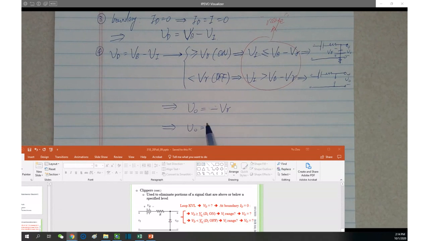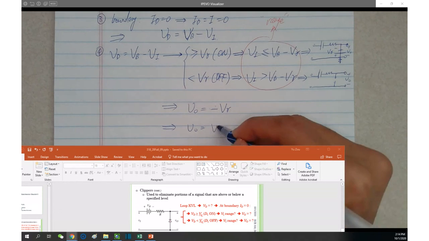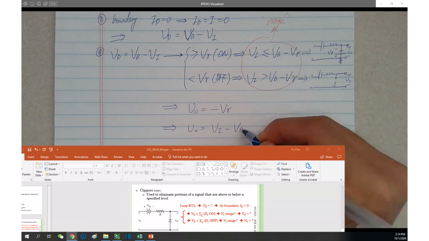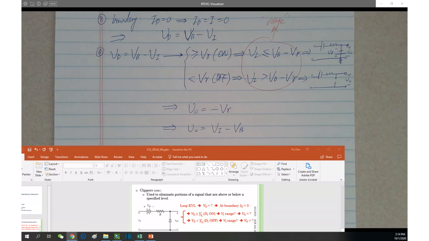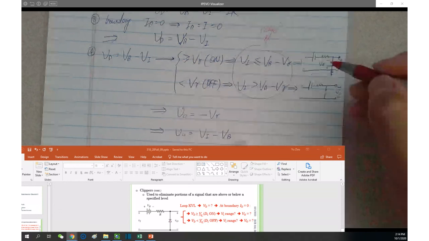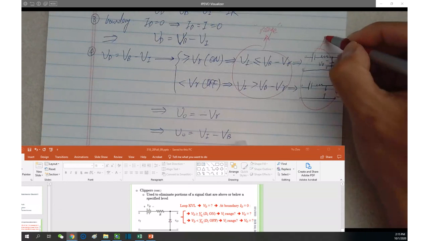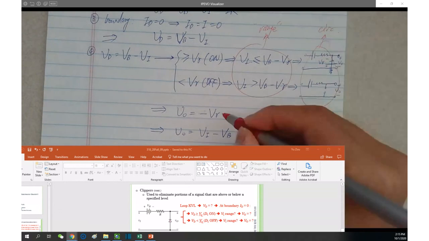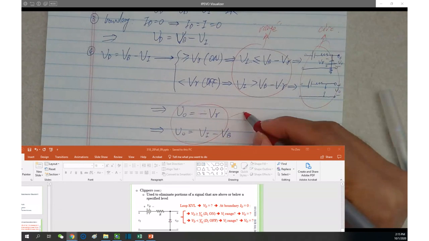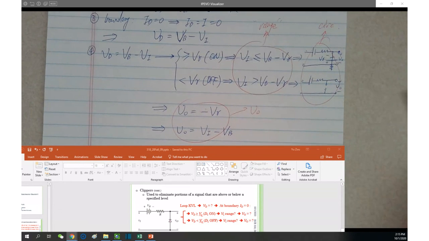Then V naught is what when the diode is off? What is it? VI minus VB. Good. Very good. Any questions regarding now the range, circuit, and output?